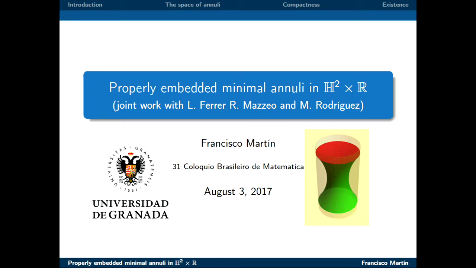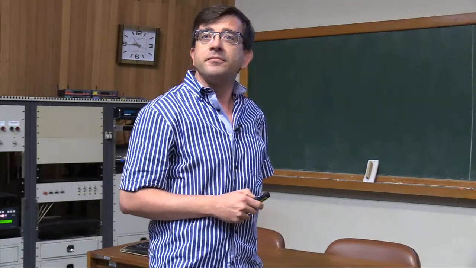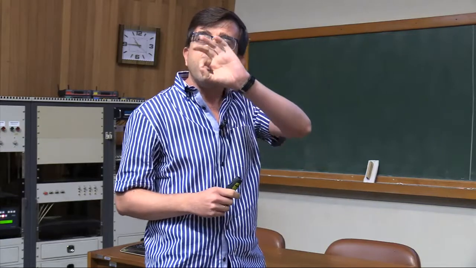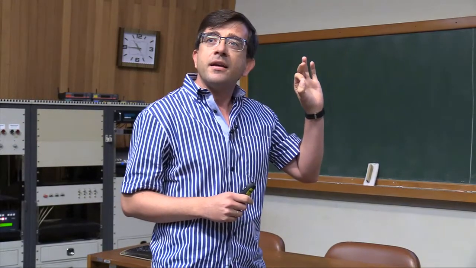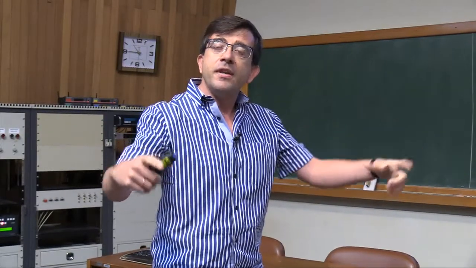I mean minimal properly embedded minimal annuli in H2 cross R, so that the ends of the annuli are horizontal or vertical graphs. I mean, the boundary at infinity. In this case, this is known as a catenoid in H2 cross R, and the boundary consists of two parallel cycles in the ideal boundary of H2 cross R. The ideal boundary of this annuli consists of a pair of vertical graphs over the circumference at infinity in the hyperbolic plane.